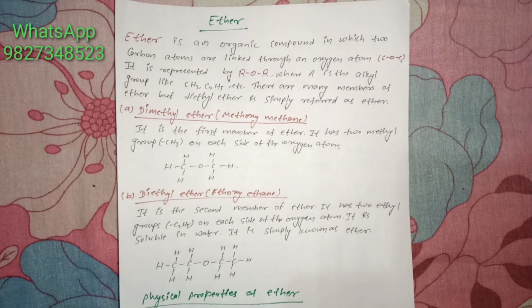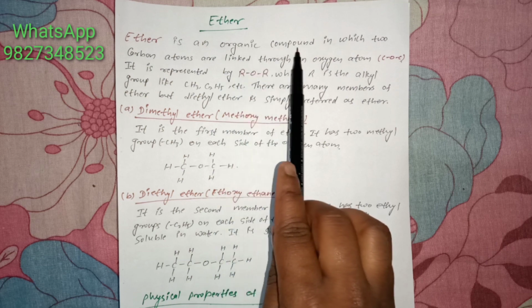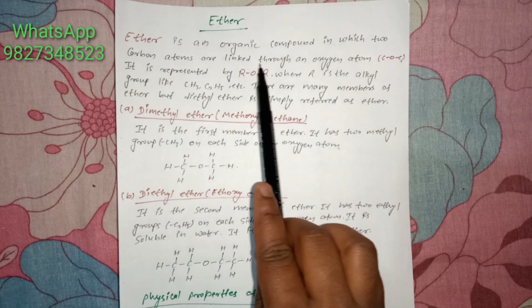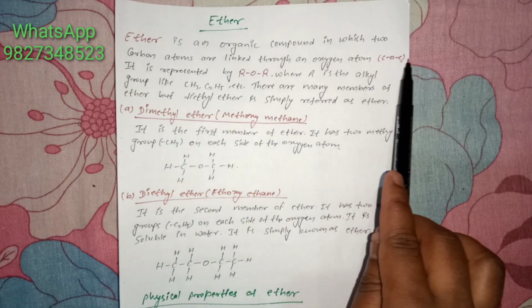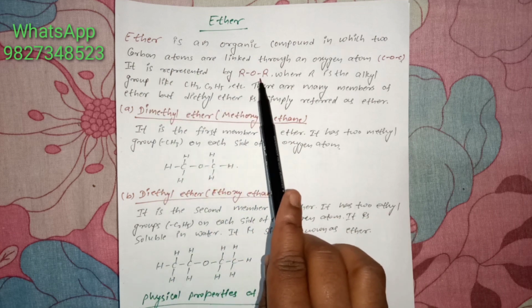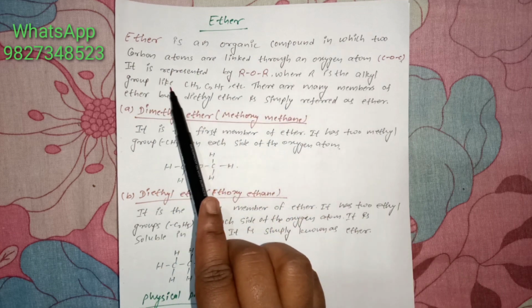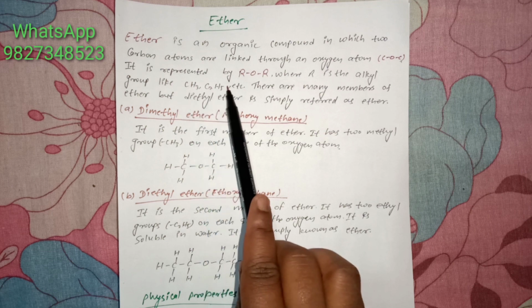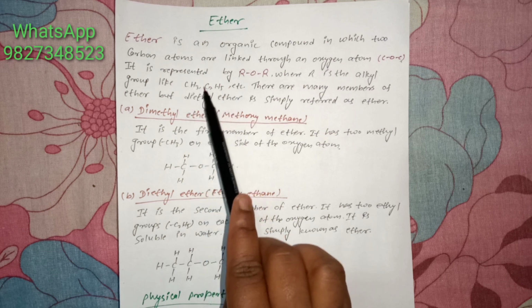So let's start. Let's see what is an ether, starting from the definition. Ether is an organic compound in which two carbon atoms are linked through an oxygen atom, that is C-O-C. It is represented by ROR, where R is the alkyl group, like CH3 or C2H5. This is called methyl group, this is called ethyl group.